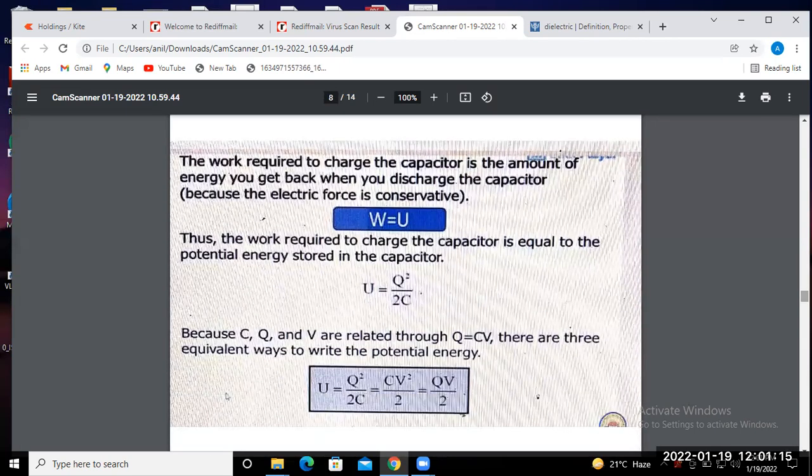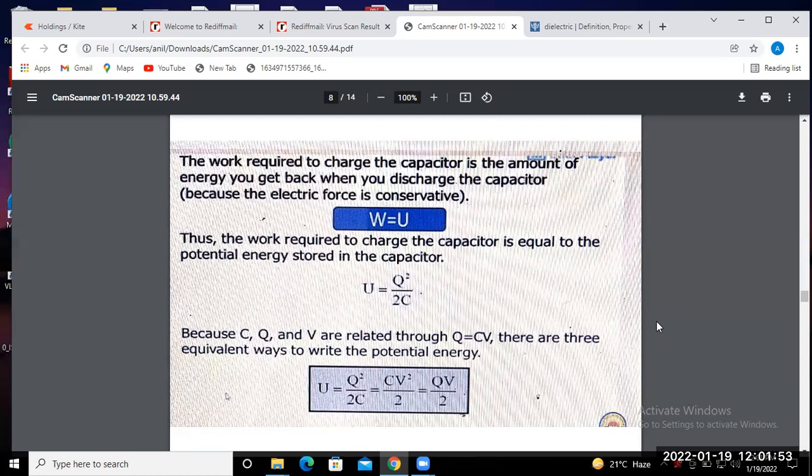The work required to charge the capacitor is the amount of energy that you may get back to use when you discharge the capacitor. Okay. Because the electric force is conservative, whatever energy is stored, represented by U, will be used again when the capacitor is connected through a load. So the work required to charge the capacitor is equal to the potential energy stored in the capacitor, which is nothing but Q square by 2C.